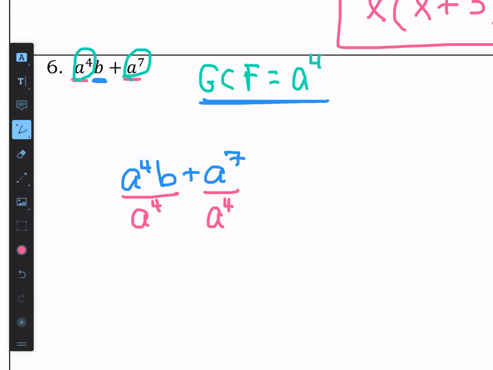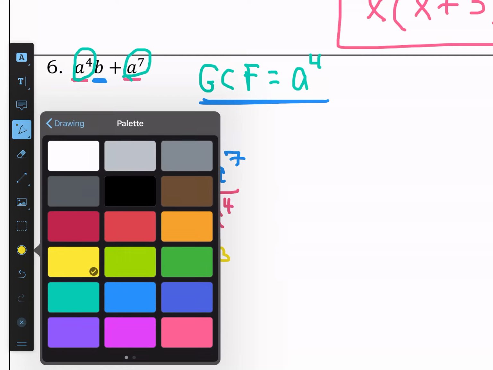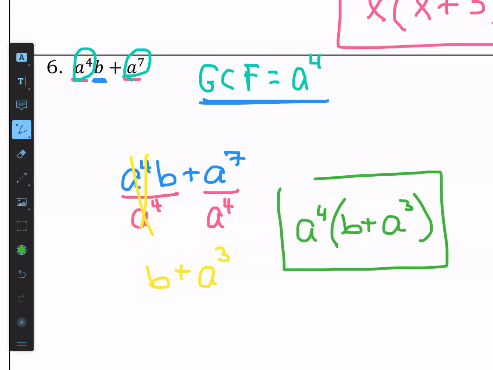When we do that, the a to the 4th and the a to the 4th, since they're the exact same thing, just cancel out and you're left with b plus, and now here we're going to subtract our exponents, so 7 minus 4 gives us 3. So b plus a cubed. Now to write our final answer, we're going to write down our GCF, which is a to the 4th, and then in parentheses, we're going to put b plus a cubed. And this is our final answer.